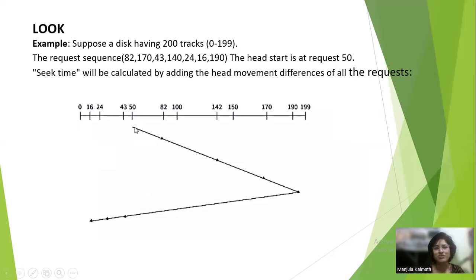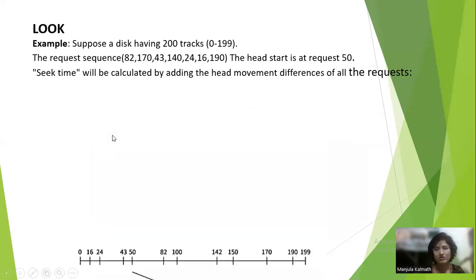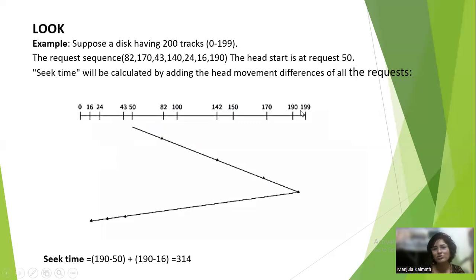So the first difference from SCAN to LOOK is this: in the case of SCAN, it goes to the rightmost position, up to 199, and when it comes back to the leftmost position, it goes up to 0. But in the case of LOOK, it does not go up to the dead end, only up to the last service.